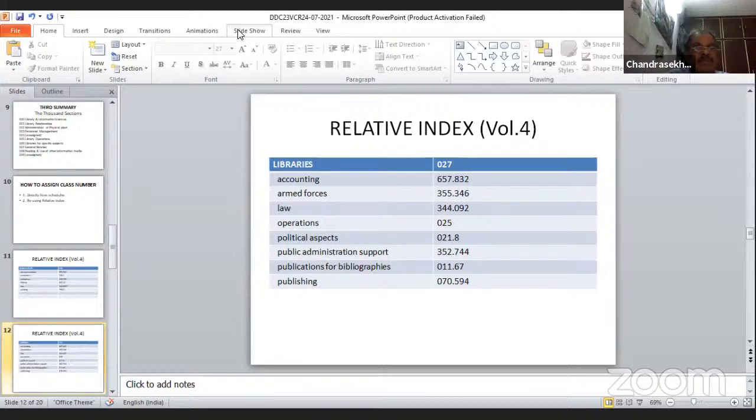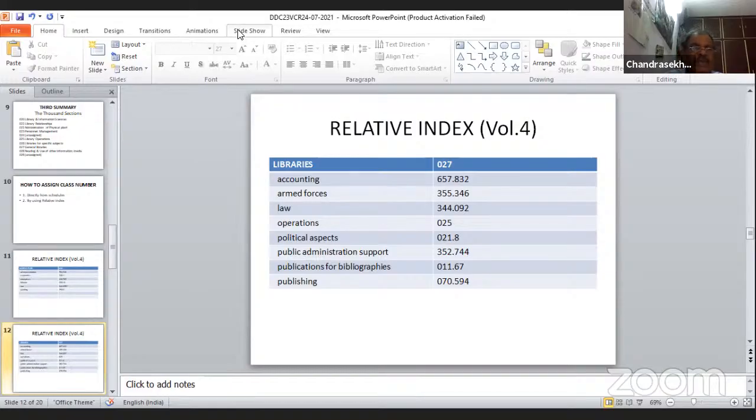Operations in libraries, 025, is again in the library sense only. Political aspects of the library, 021.8. Then public administration, 352. The 350 means public administration, so it is going there. Publications for bibliography, 01167, general aspects. Publishing in libraries, 070.594, so it is going to the journalism aspect. Publishing in libraries, so going to the journalism aspect.